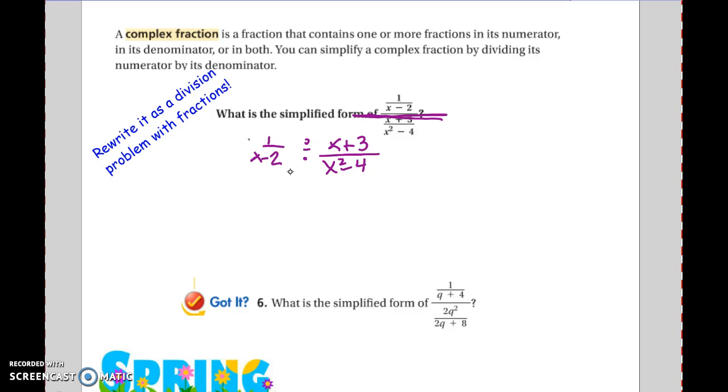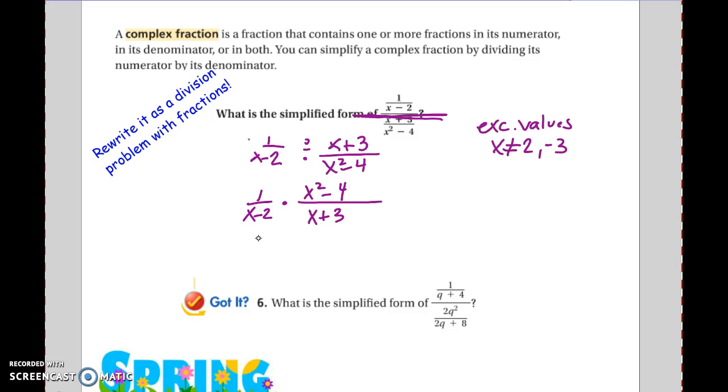And then you would set it up like any other division problem. So 1 over x minus 2 times x squared minus 4 over x plus 3. Now we did keep change flip, so now it's a multiplication. I find my excluded values. X cannot equal 2 or negative 3.